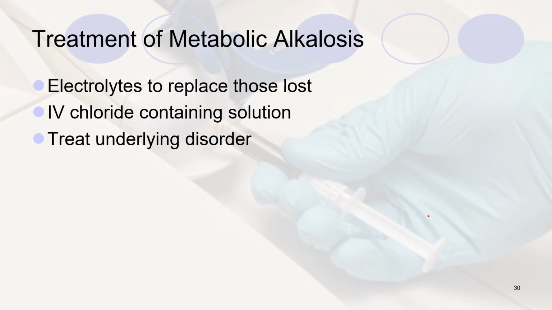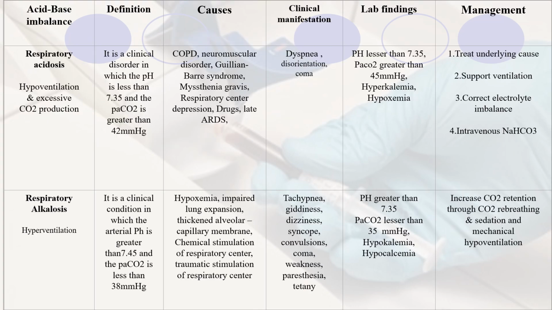If it is a renal disorder or respiratory or any kind of GI disturbance, whatever it is, we are supposed to treat the condition. So this is in a nutshell. I just put what the respiratory acid-base imbalances are. In this slide, you can see respiratory acidosis and respiratory alkalosis. So what is respiratory acidosis? That is hypoventilation and excessive carbon dioxide production.